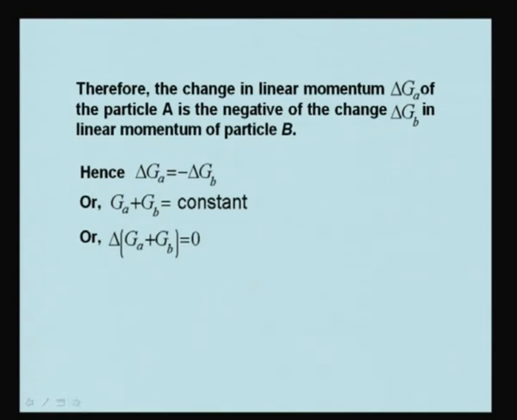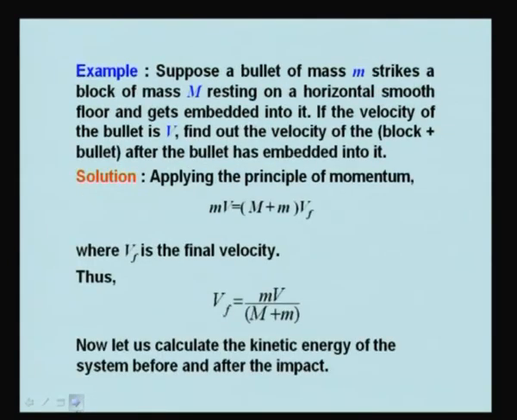The change in linear momentum delta Ga of particle A is the negative of the change delta Gb in linear momentum of particle B. That is, delta Ga is equal to minus delta Gb, or Ga plus Gb is equal to constant, or delta of Ga plus Gb is equal to 0. We have been using this principle.